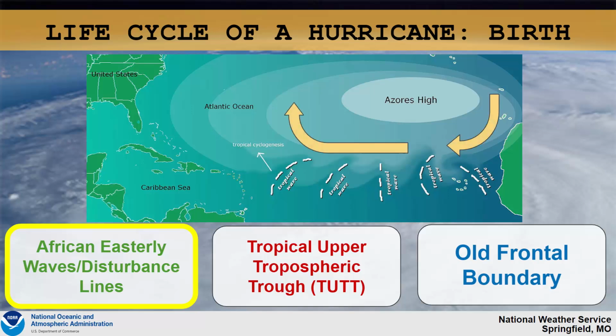Clockwise flow around the high steers these waves to the east. This is why hurricanes tend to move west to east and then curve north once they reach the US. The clockwise flow at the western edge of the Azores High steers the storms northward.